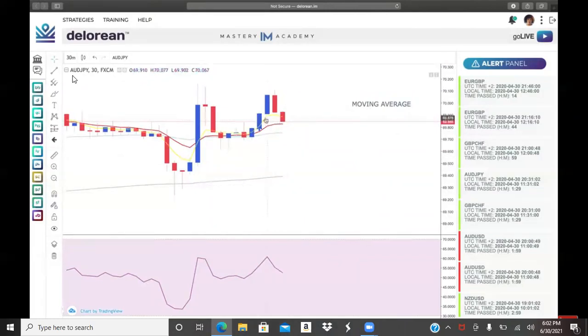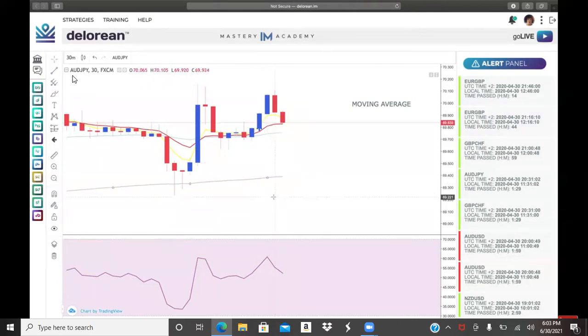The yellow is the smallest. That is the 5 exponential moving average set to close. This is the 13. This is the 50. This is the 200, and of course the dark blue that we rarely see is the 800.